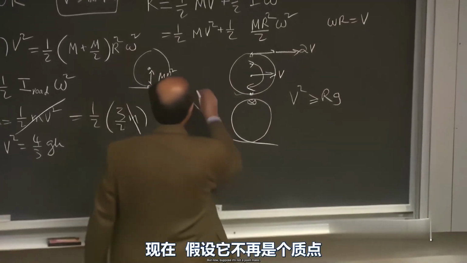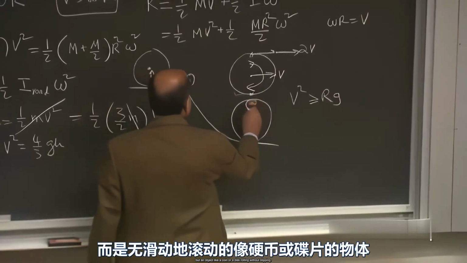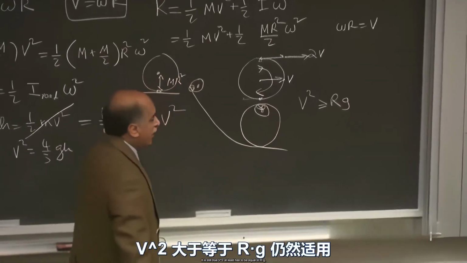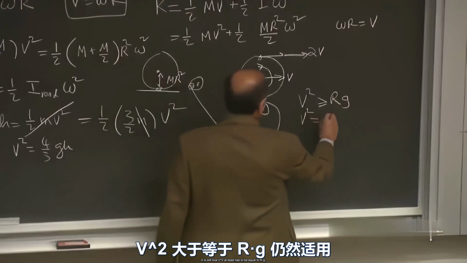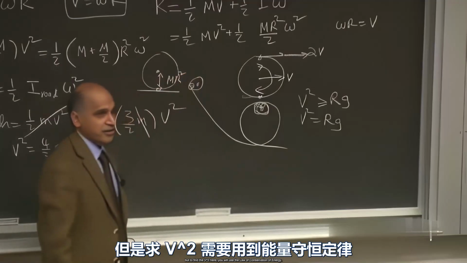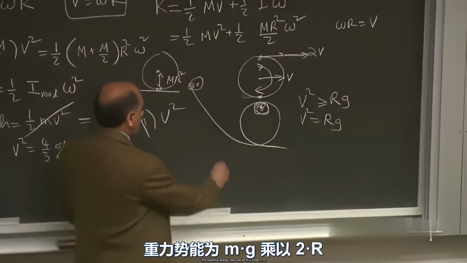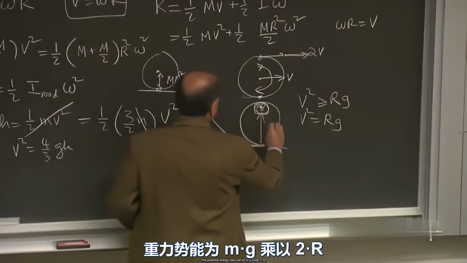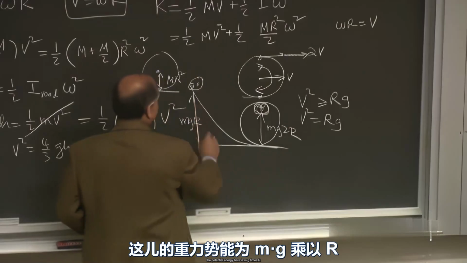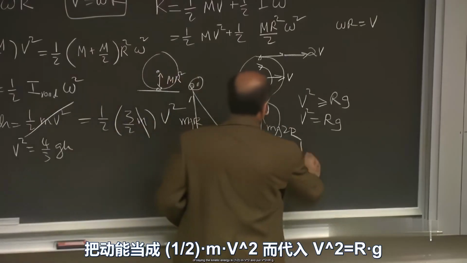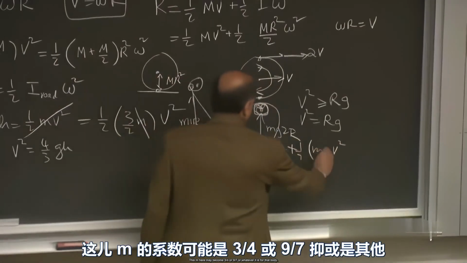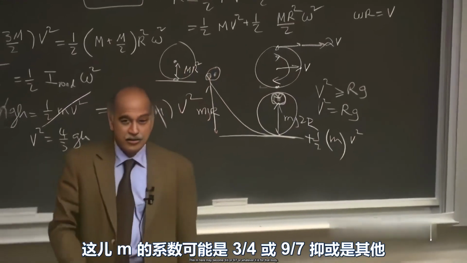Okay. But now suppose it's not a point mass, but an object like a coin or a disk rolling without slipping. It is still true v square at least has to be equal to rg. But to find the v square here, you will use the law of conservation of energy. That's all just fine. The potential energy here will be mg times 2r. Potential energy here is mg times r. Just don't make the mistake of saying the kinetic energy is 1/2 mv squared and put v squared equal to rg. That would be wrong. This m here may become 3/4 or 9/7 or whatever it is for that body.